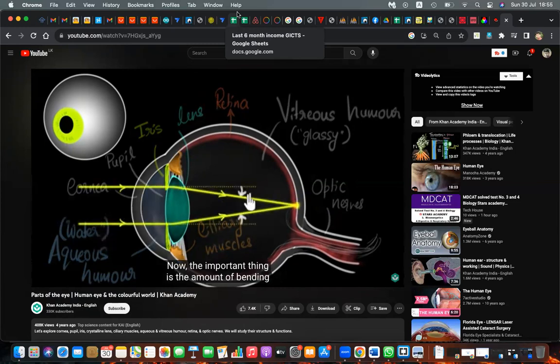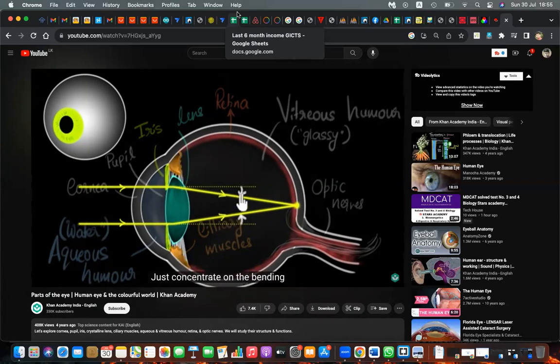Now, the important thing is the amount of bending that is required. Notice that these rays have to be bent by this much amount so as to get focused on the retina. And this bending is done by this lens system, converging system. Now imagine that same object were to come closer. Again, to see it clearly, the rays of light must get focused onto the retina. So these rays will not change, but the incoming rays will now be diverging. And as a result, we will see now the required bending is higher, right?